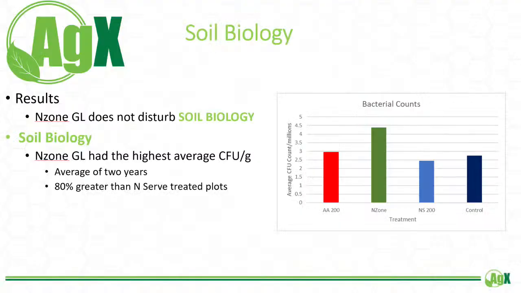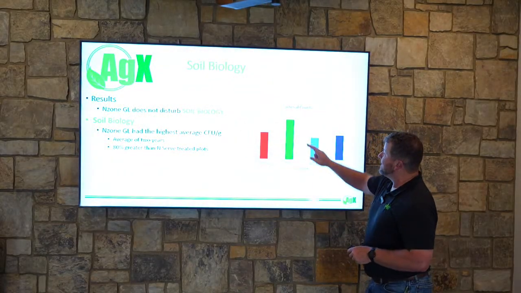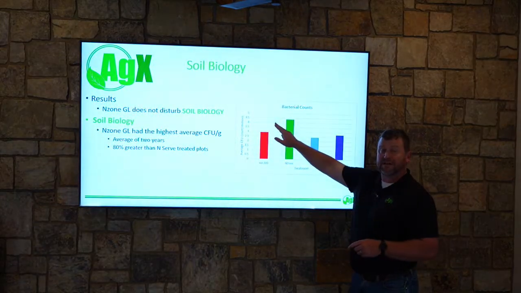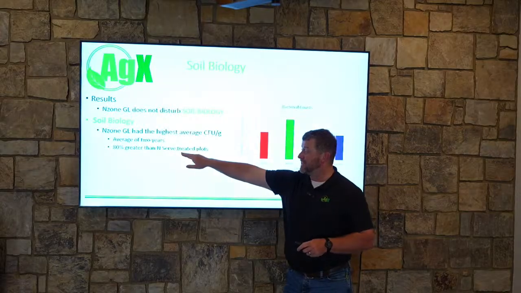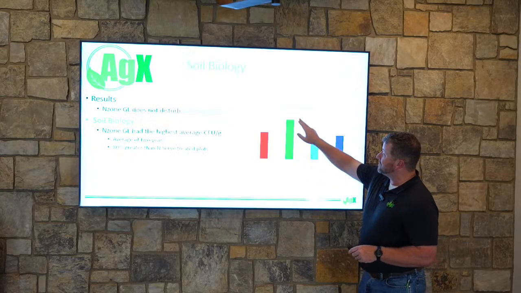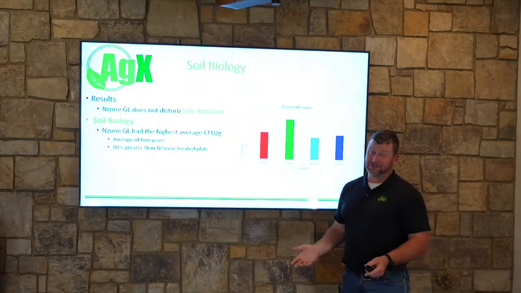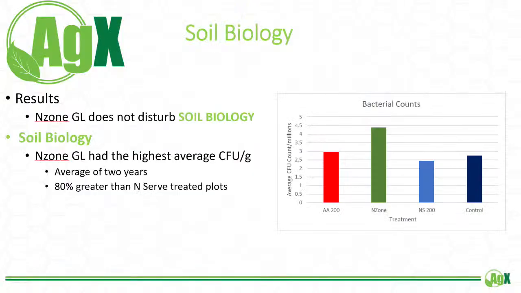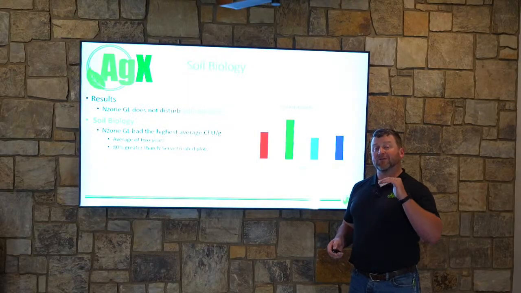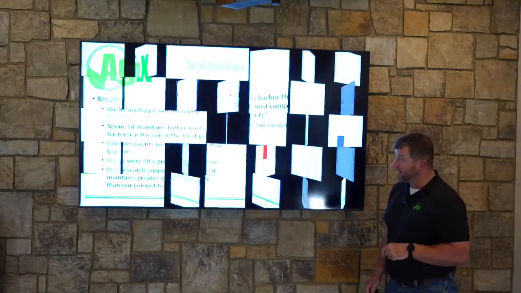What we found when we looked at those individual counts and scaled them up from the dilution factor is that our Enzone GL treated anhydrous had 80% greater CFU counts than our competitors did. And in fact, I think this result is amazing: the Enzone GL actually had higher levels than the control, which had no anhydrous added to it. This definitely backs up our statement that when we are utilizing Enzone GL, we're not only maximizing your nitrogen dollar, we are keeping that soil microbiology intact.